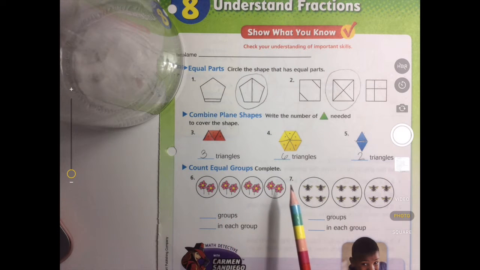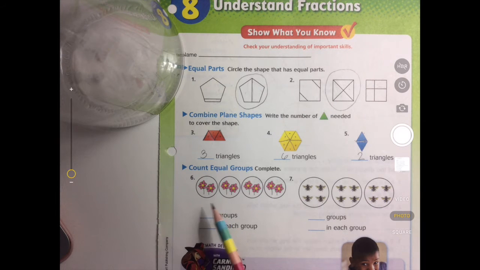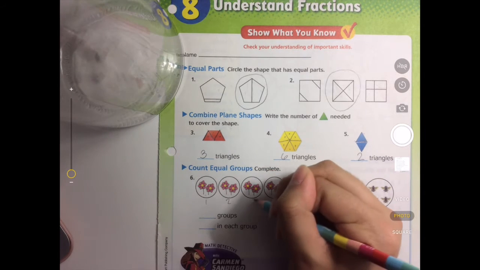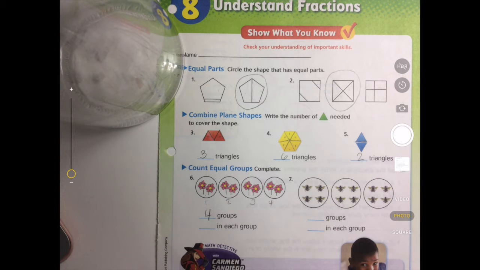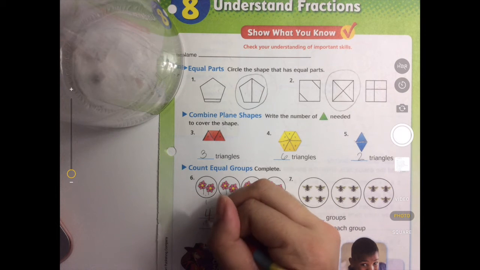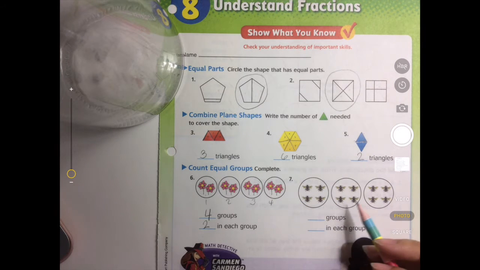For number 6 and 7, it says complete. So first we have to find how many groups we have. Well, that's easy. That's just like multiplying and dividing. We have 1, 2, 3, 4 groups. As you can see here, 4 groups. And how many are in each group? Well, as we can see here, there are 2 flowers in each group. That's easy.